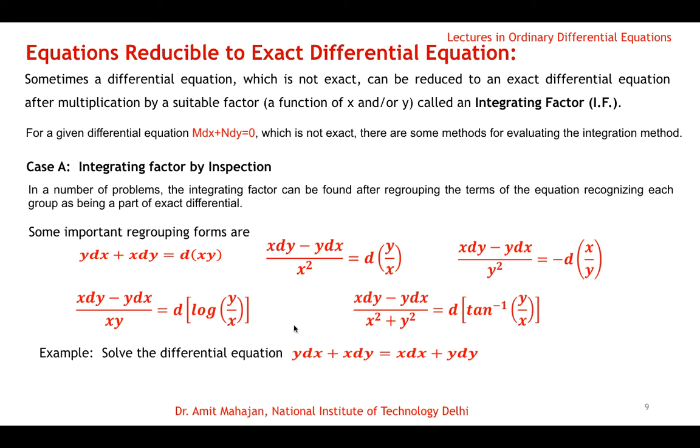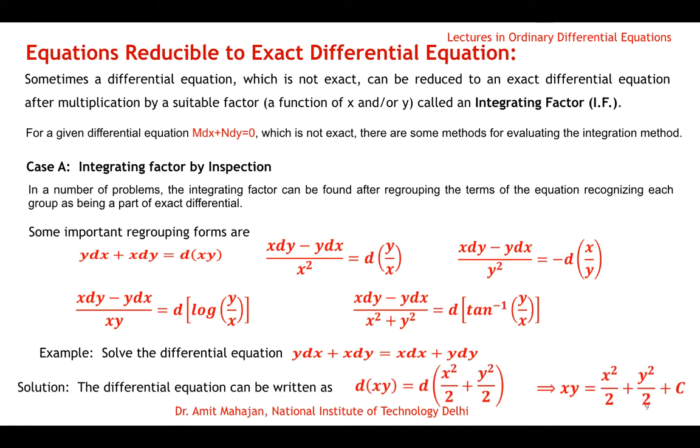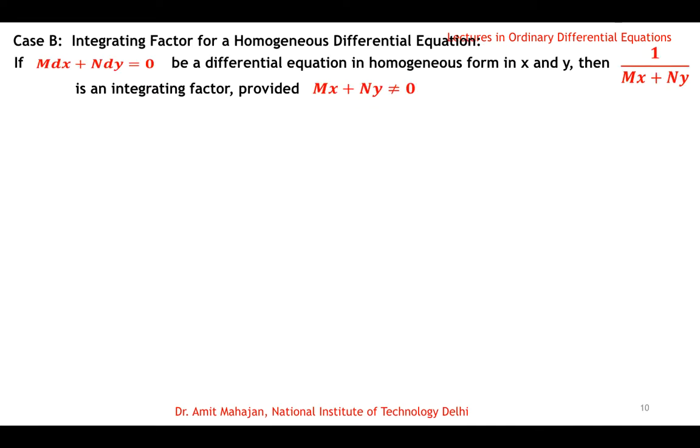So for example, if you have to solve y dx plus x dy is equal to x dx plus y dy, then left hand side we can regroup as d of xy, right hand side is derivative of x square by 2 plus y square by 2. So we can simply integrate on both sides and write that xy equal to x square by 2 plus y square by 2 plus constant is the solution of this. Okay, so that is by inspection. Okay, so we will not talk much about this, but there are certain more types which can be reduced.